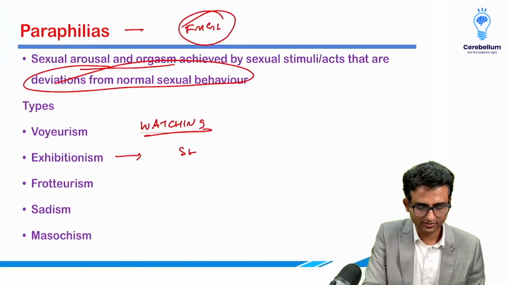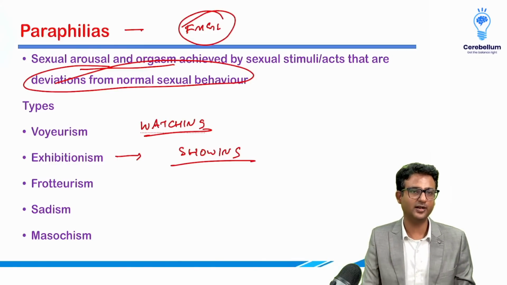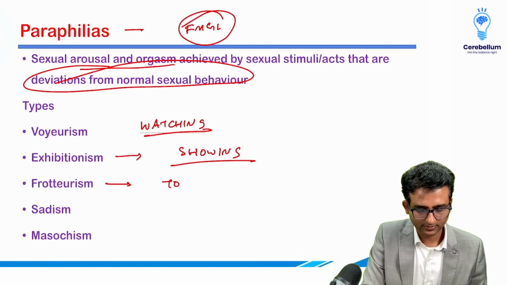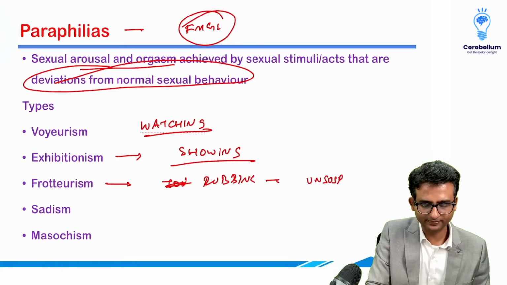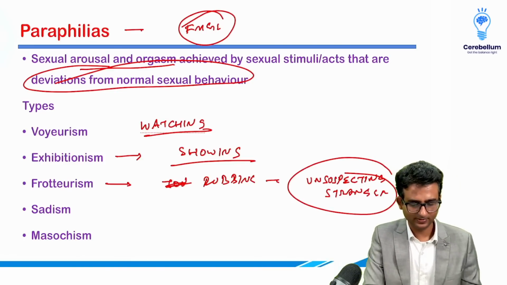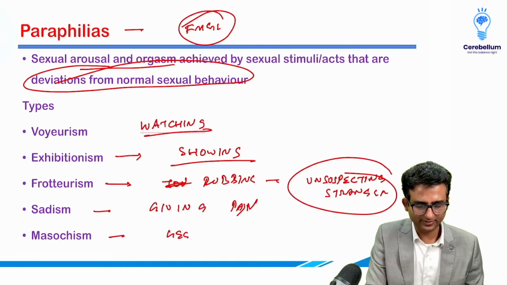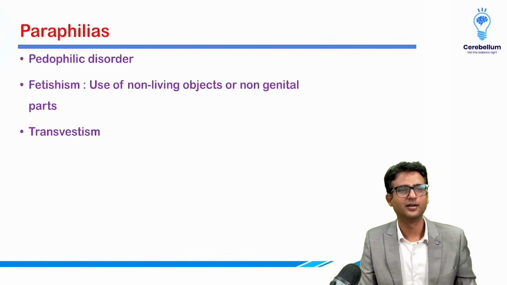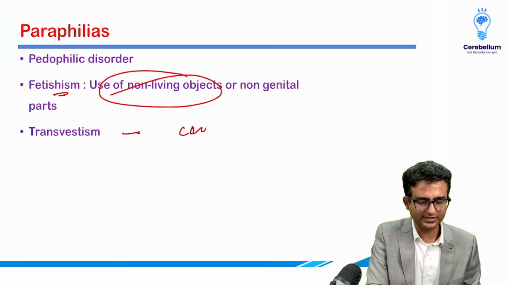Exhibitionism is showing. You get arousal by showing yourself to others. Frotteurism is rubbing the genitals to an unsuspecting stranger. Sadism by giving pain. Masochism by getting pain. The pain can be physical or it can be verbal also, insulting the partner. Pedophilia with a child. Fetishism using a non-living object. Transvestism by cross-dressing.